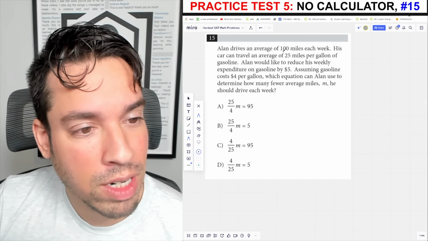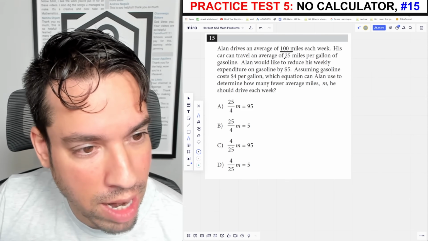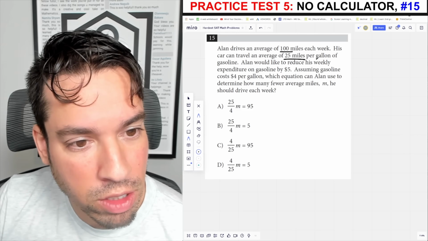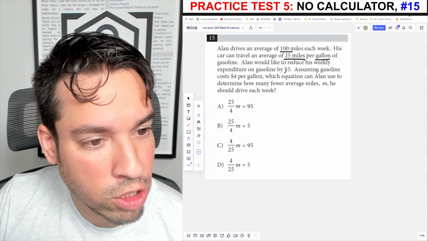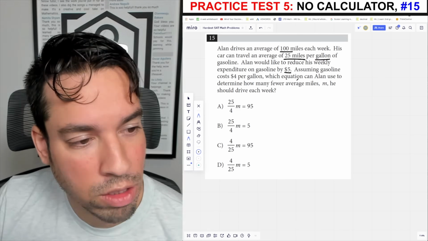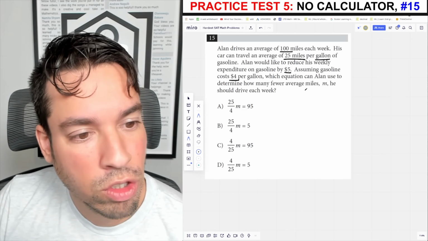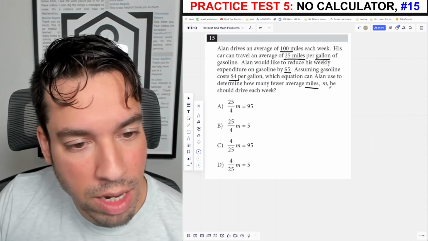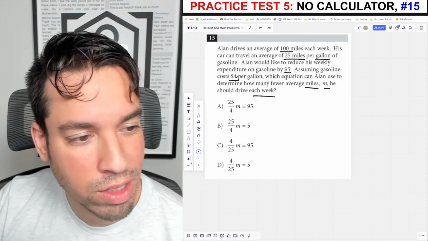So it says Alan drives an average of 100 miles each week. His car can travel an average of 25 miles per gallon of gasoline. Alan would like to reduce his weekly expenditure on gasoline by $5. Assuming gasoline costs $4 per gallon, which equation can Alan use to determine how many fewer miles M he should drive each week?